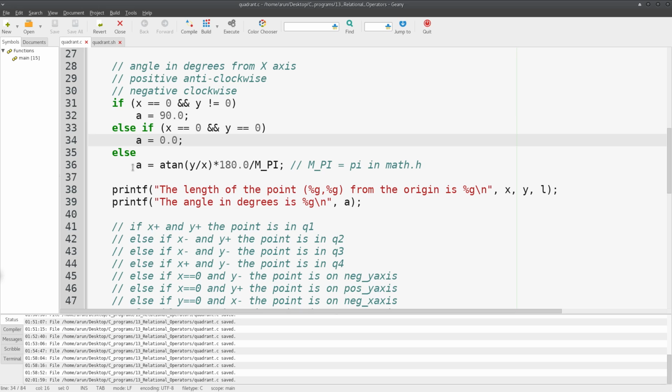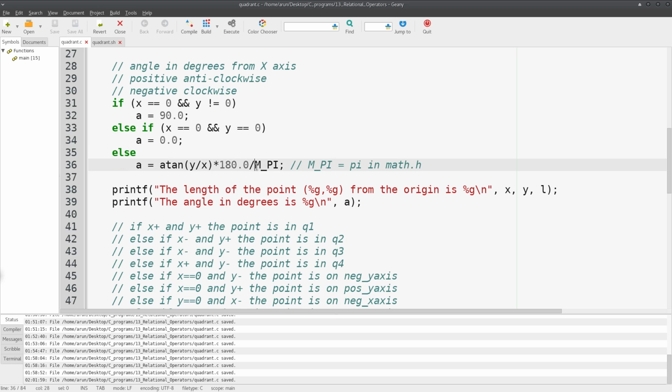For all other cases where x and y are not equal to 0, and there is a stable angle, let's say, stable value, we calculate the angle using this function, atan y divided by x. Okay, this will give me the angle in radians. So if I want the angle in some easy to visualize format, let's say degrees, I multiply this by 180 and divide that by pi.